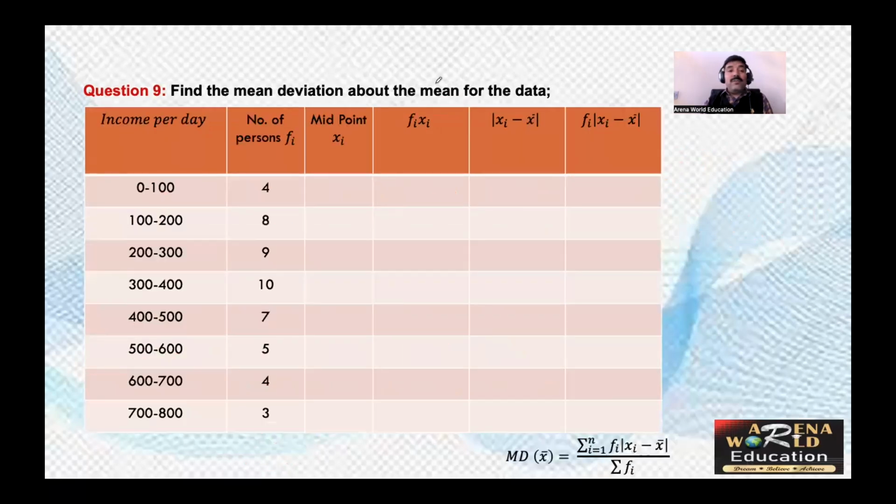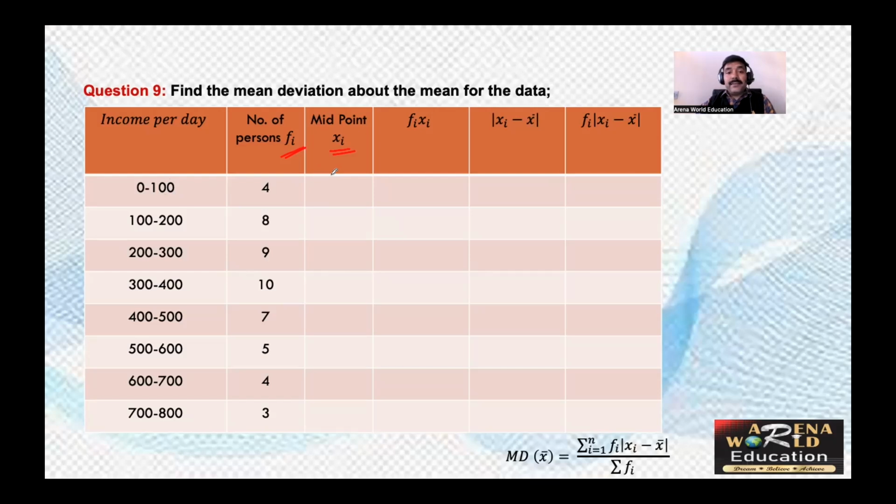Now let us solve question number 9. In question number 9, xi is not given. Fi, number of persons, means Fi is given, but xi is not given. In place of xi, we are having what? Class intervals.